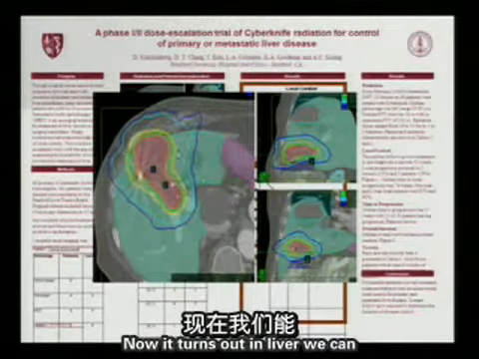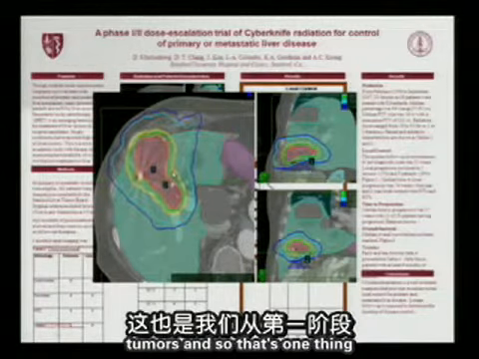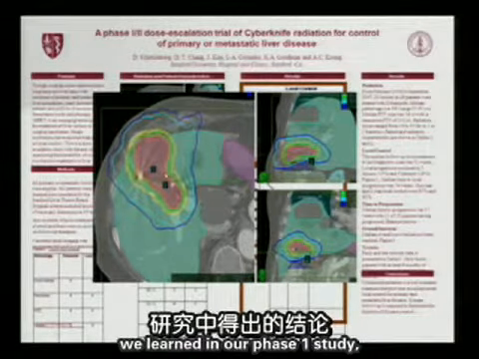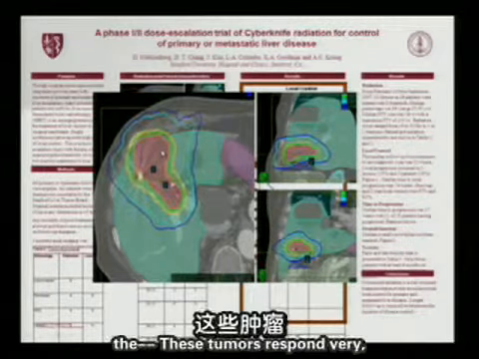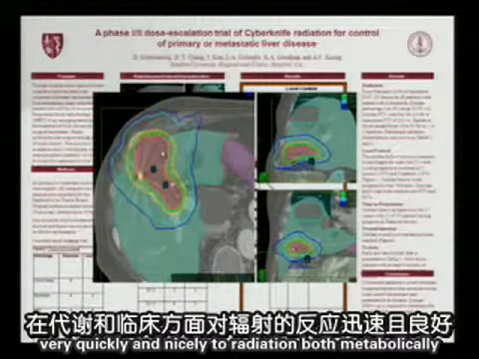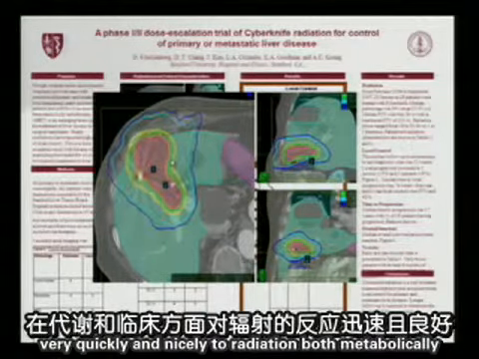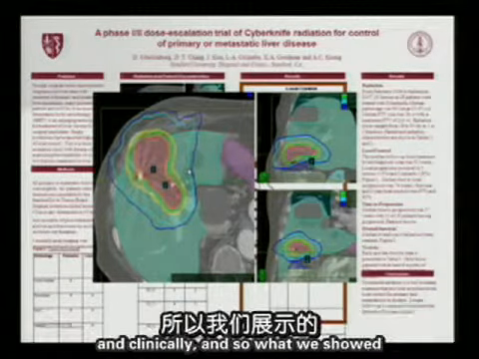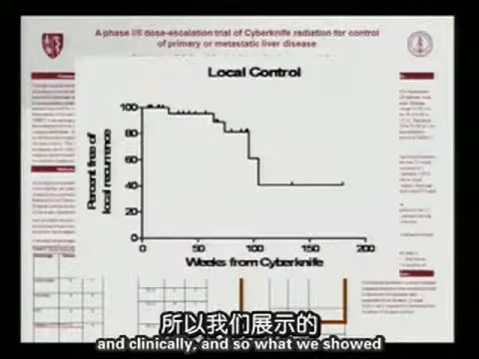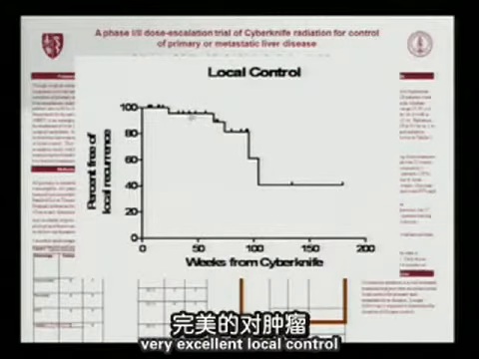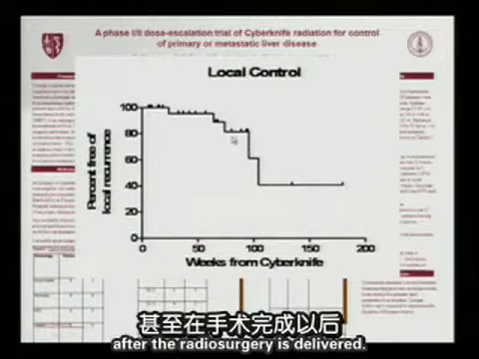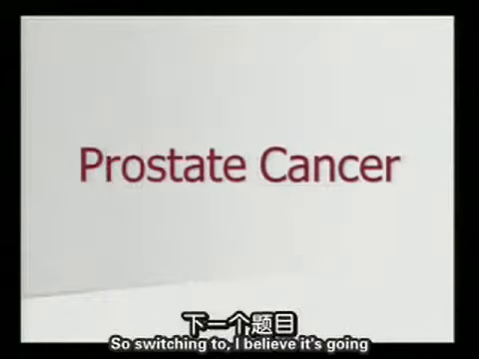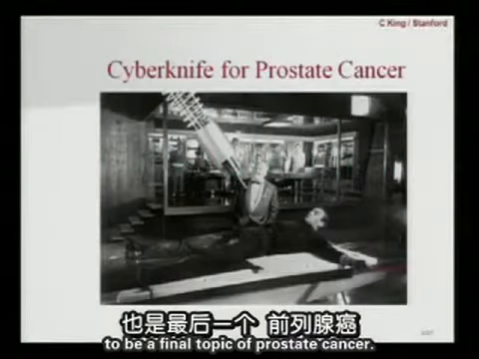Now it turns out in the liver we can actually treat fairly large tumors, and that's one thing we learned in our phase 1 study. So we're able to treat these. These tumors respond very, very quickly and nicely to radiation, both metabolically and clinically. And so what we showed was there's very excellent local control of these tumors several years even after the radiosurgery is delivered. So switching to, I believe it's going to be our final topic, prostate cancer.